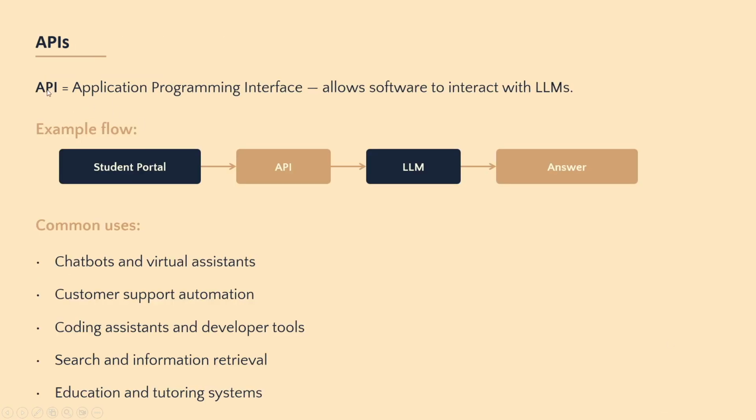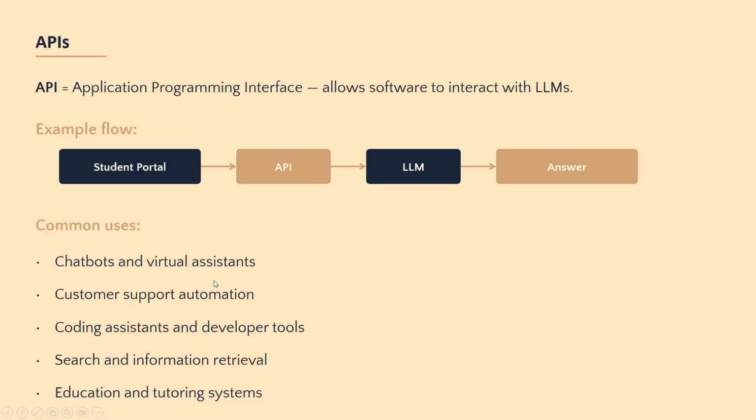So, the API is the application programming interface that allows us to interact with LLMs. So, the same thing that I have said before. Common use cases where we would want to write our own code using LLMs are, for example, chatbot and virtual assistant, customer support automation. Suppose I want to write a chatbot or a customer support automation for a particular industry using an LLM, we can use APIs. Coding assistance, search, education, tutoring systems, these are some of the use cases where we use the APIs.